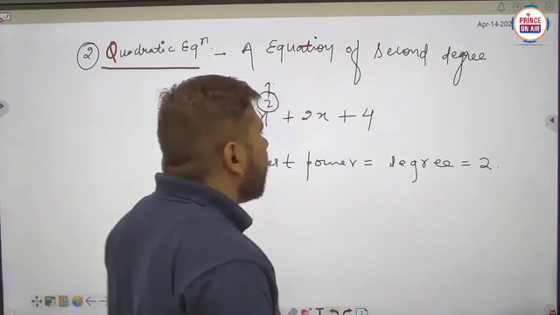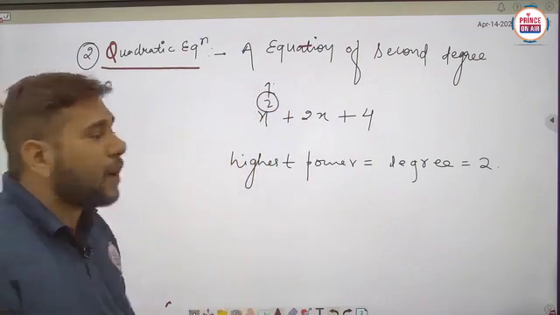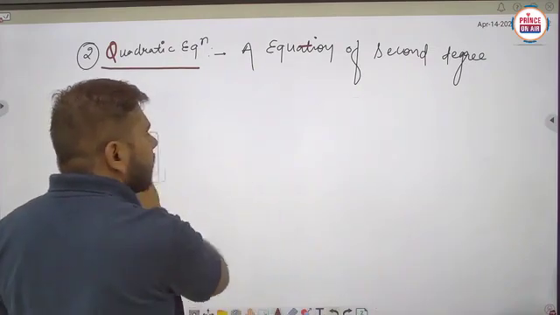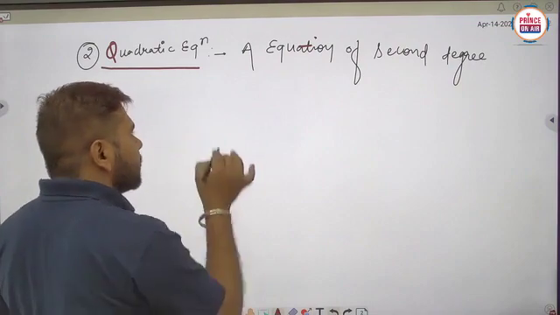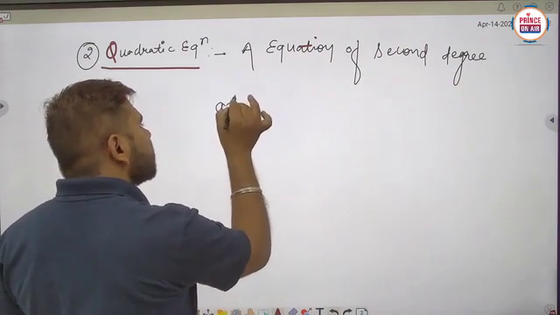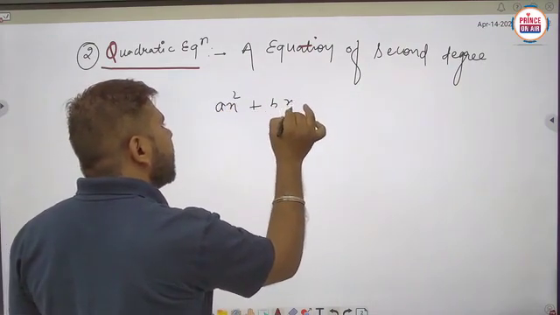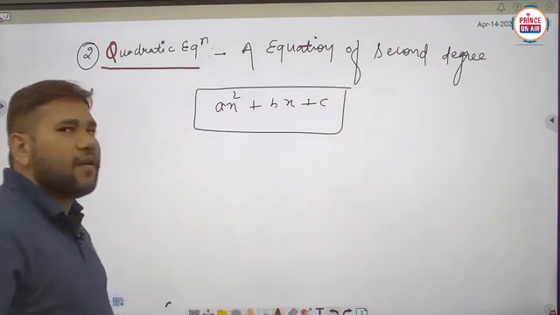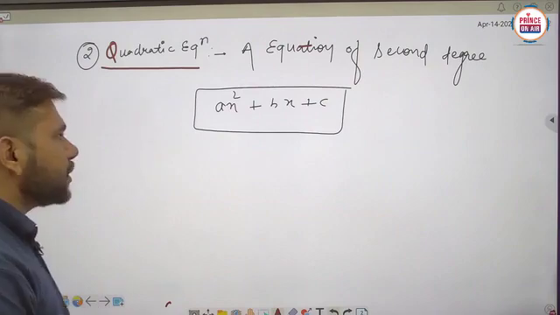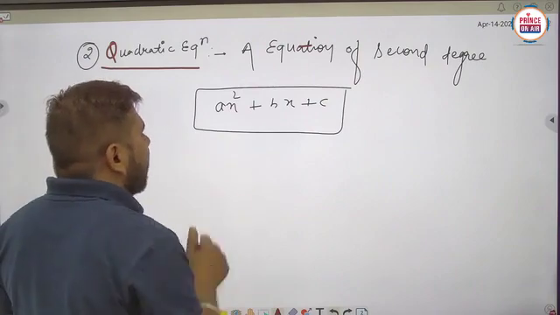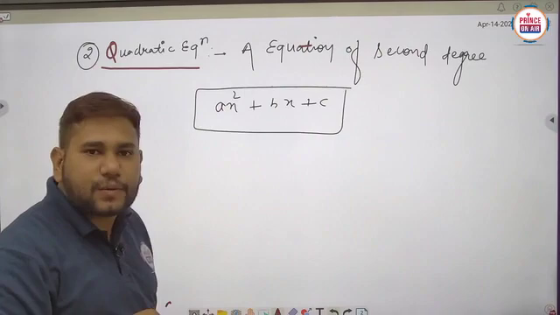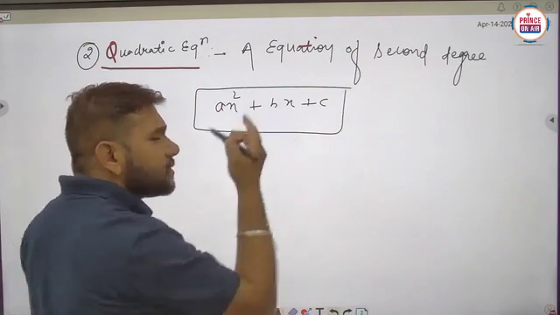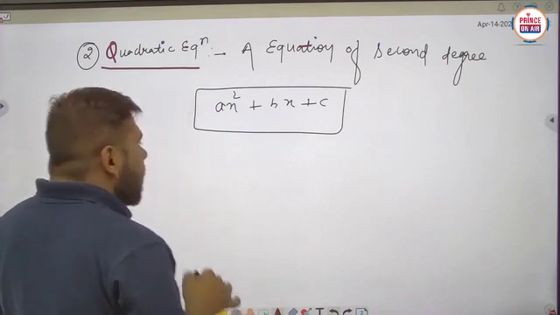What is the standard form, the general form of a quadratic equation? We all know that the standard or general form of a quadratic equation is ax square plus bx plus c. What is a? a is the coefficient of x square. What is b? b is the coefficient of x and c is the constant. Yes or no beta?